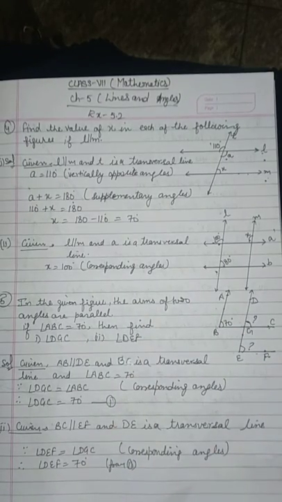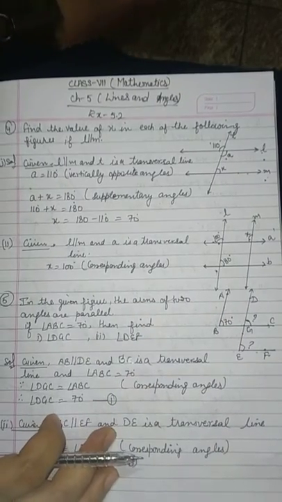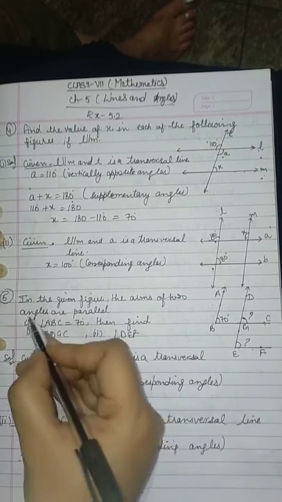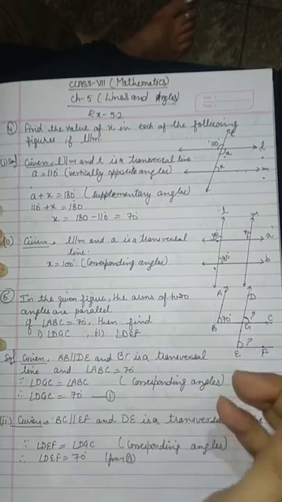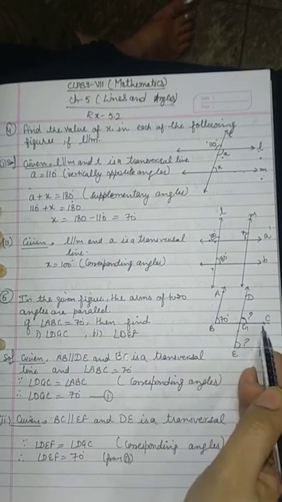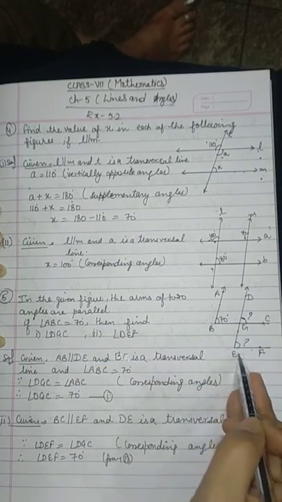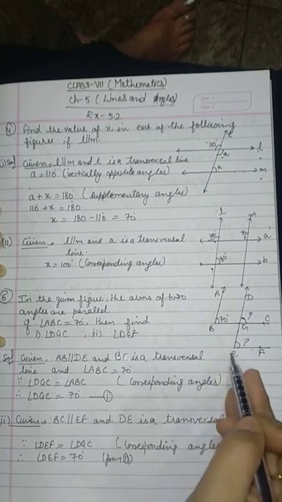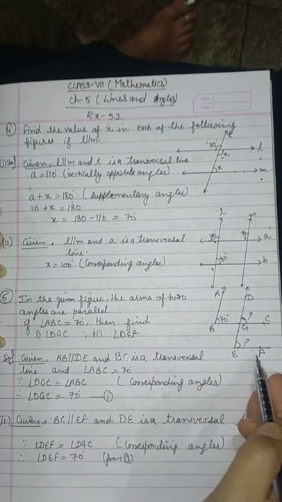Then in question number 5, see what they are asking. In the given figure, in this diagram, the arms of two angles are parallel. One angle is ABC and another one is DEF. These two angles are given.